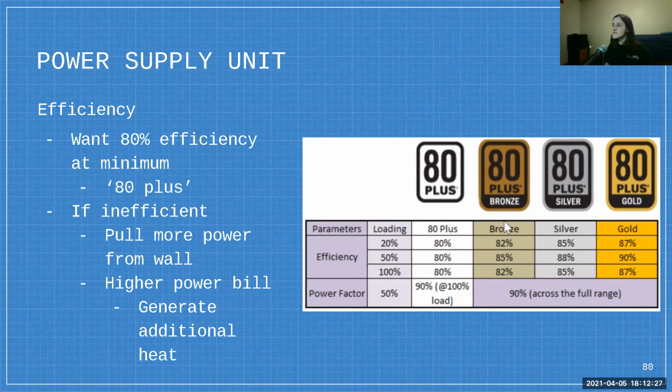And within this 80 plus, there's bronze, silver, and gold tiers, which get better and better as they go, 82% efficiency, all the way up to 90% efficiency.